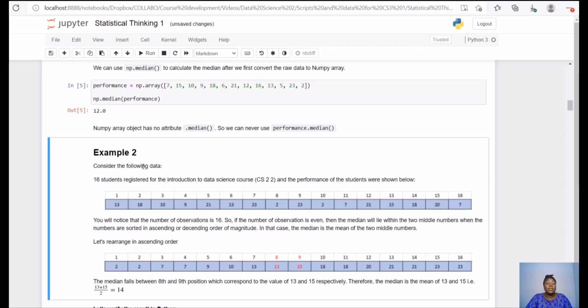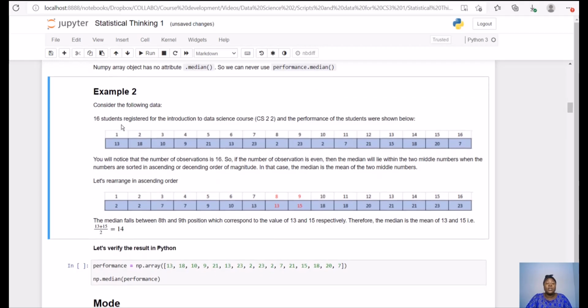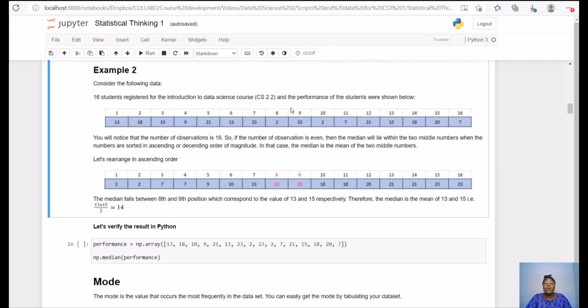Another example: we have 16 students that registered for Introduction to Computer Science, and these are their scores and performances. You will notice that the number of students is an even number. So the first thing we do is arrange the numbers in either ascending or descending order. Then the two middle numbers, which are 8 and 9, we add them together and find the average. So 13 plus 15 divided by 2 gives you 14.